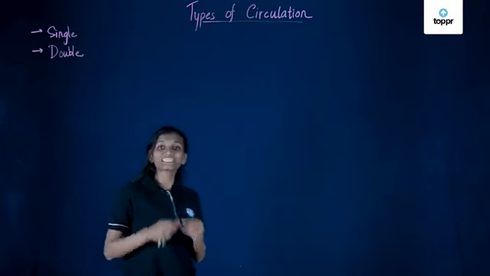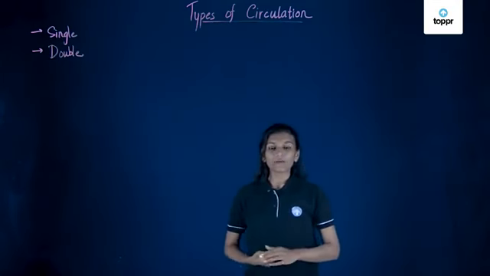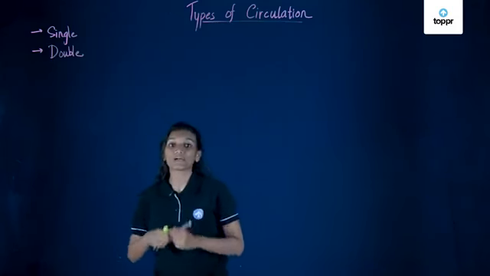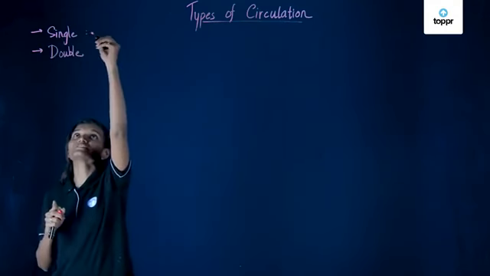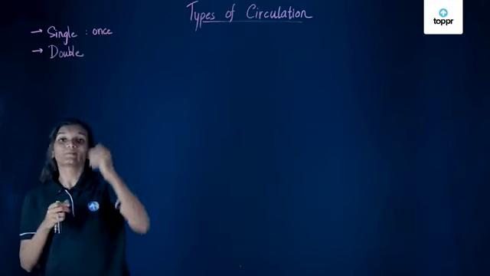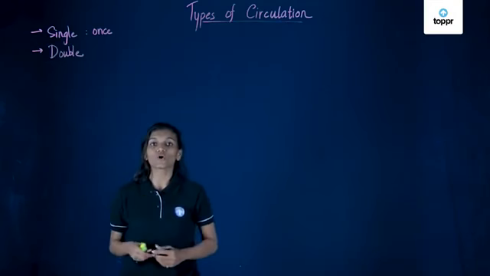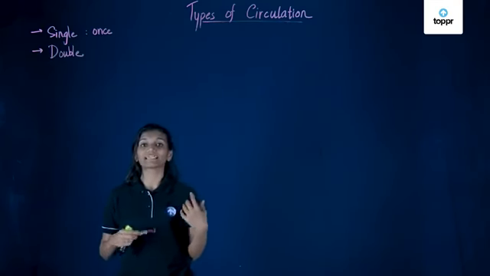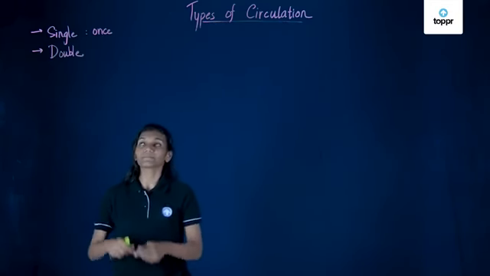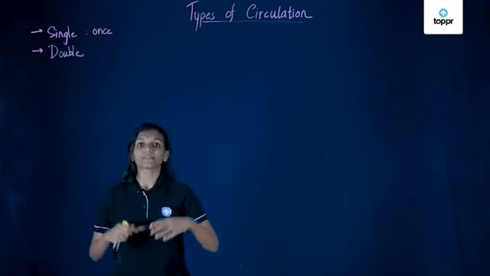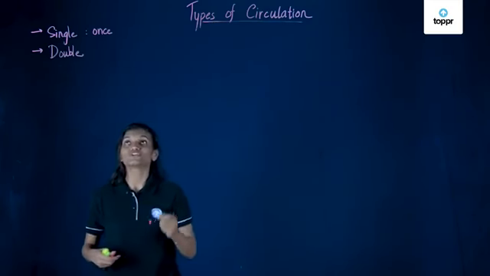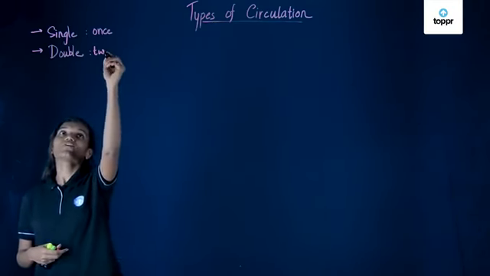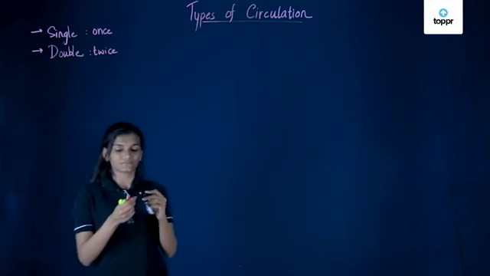Alright, so in single circulation, the blood passes through the heart only once, as the name suggests. Single means once. So the blood passes through the heart only once while completing a full circulation. And in double circulation, the blood passes through the heart twice for completing one circulation.